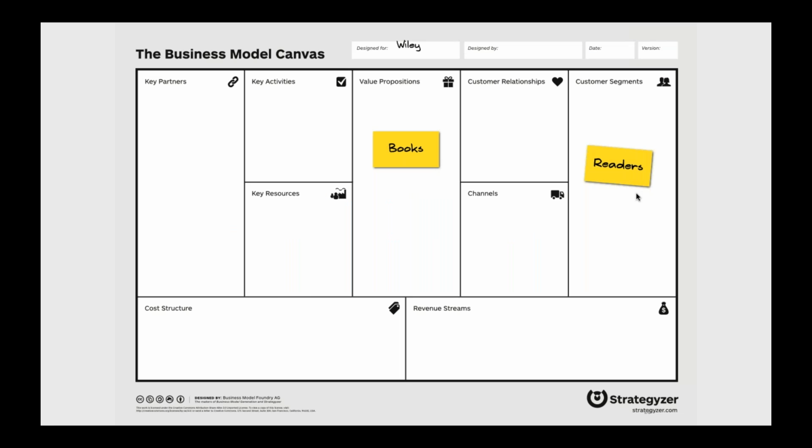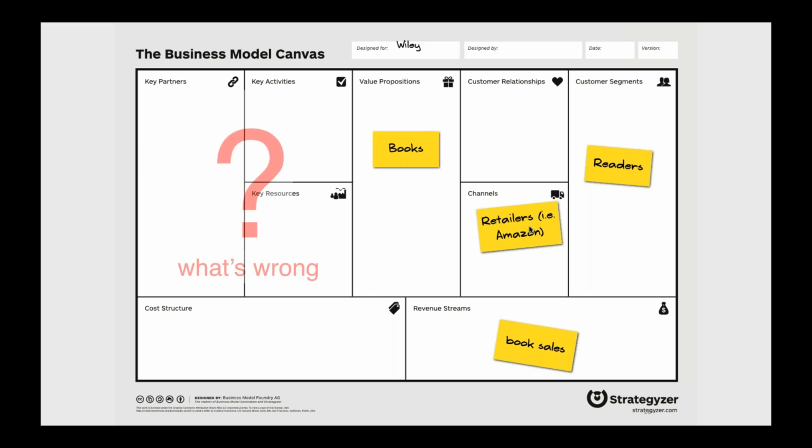Okay, so let's say you're a publisher like Wiley. Wiley publishes amazing books like Business Model Generation or Value Proposition Design. What if you're Wiley, you sell books to readers through channels, retailers like Amazon, etc., and you make money from book sales? Okay, what is wrong around the value proposition and customers the way I told you this story so far?